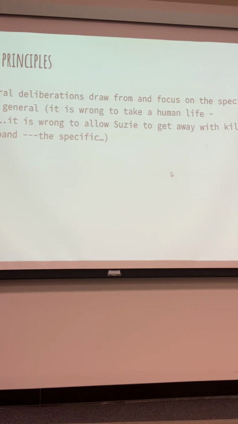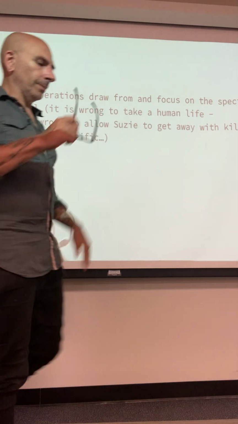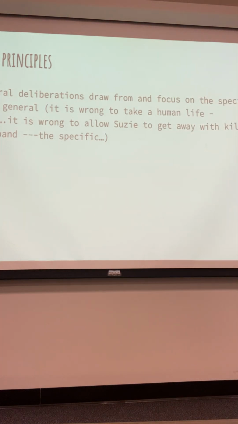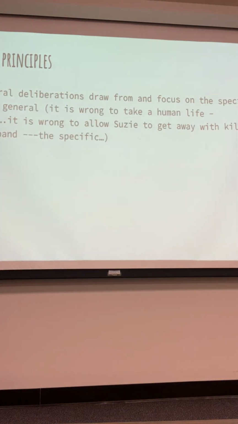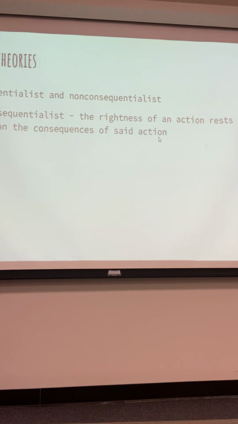Our moral deliberations draw from and focus on the specific and the general. It is wrong to take human life. In general, it is wrong to allow Susie to get away with killing her husband. That's a specific. So we have a general or abstract conceptual view, which is that it is wrong to take human life. The specific would be it is wrong for Susie, in the specific situation, to kill her husband. That's a specific example of the general or conceptual premise, which is that it is wrong to take human life.